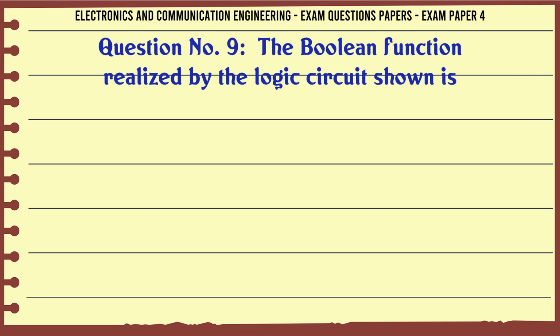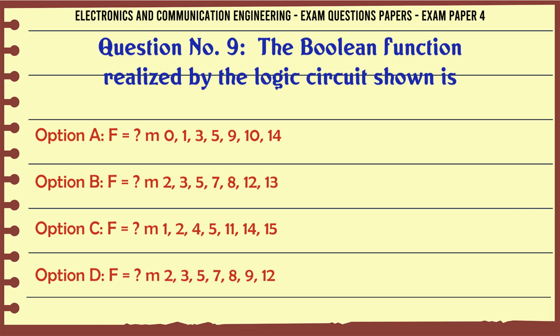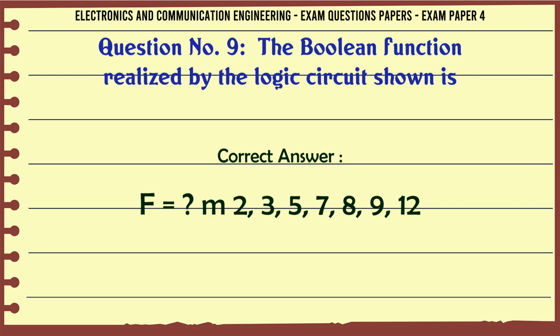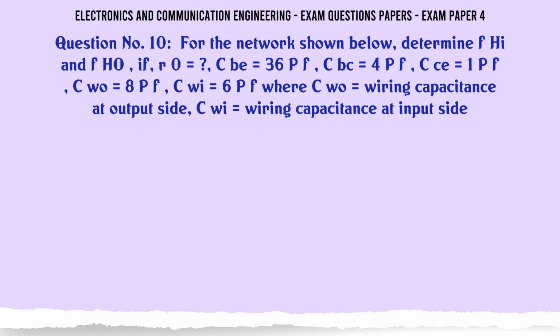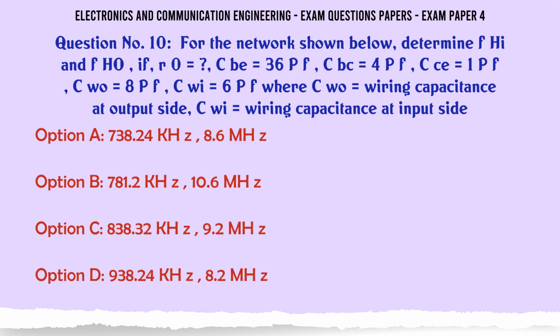The Boolean function realized by the logic circuit shown is A. F = Σm(0,1,3,5), B. F = Σm(2,3,5), C. F = Σm(1,2,4,5), D. F = Σm(2,3,5). The correct answer is F = Σm(2,3,5).